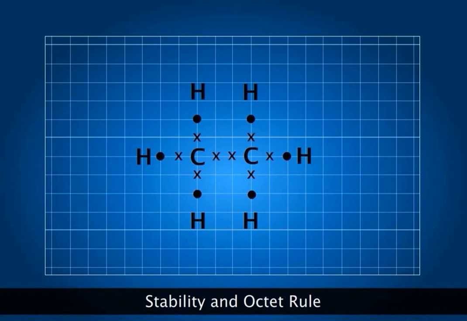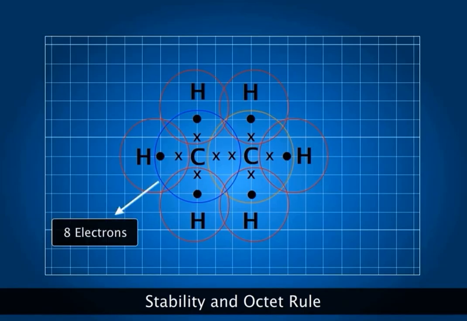Stability and octet rule. Each bond represents an electron pair. Let's represent bonds by dots and cross marks and count the number of electrons. Let us identify the first carbon, second carbon, and hydrogen atoms by blue, yellow, and red circles. You can find 8 electrons in the blue circle and 8 electrons in the yellow circle. This satisfies the octet rule.